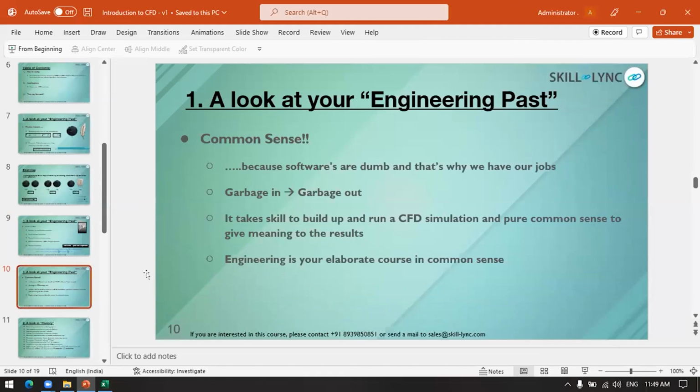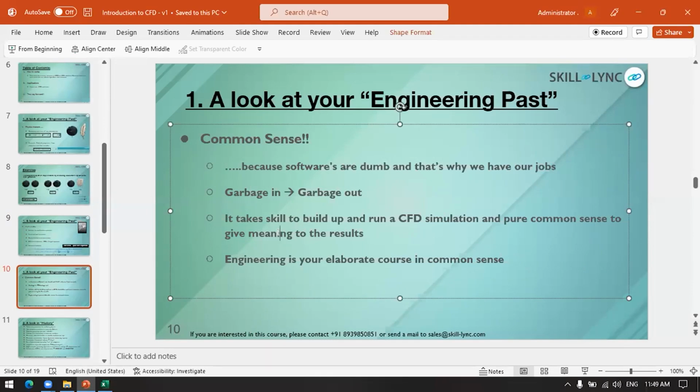The last part about this revision is essentially your common sense. I know this sounds a bit weird, but as I already explained, softwares essentially are dumb. And one good part is that is why we have our jobs. If softwares were able to do everything, companies would just spend money on softwares. They wouldn't hire anyone. So good that the softwares are dumb because then we have our jobs. Again, as I mentioned, garbage in, garbage out. That is also very clear to everyone.